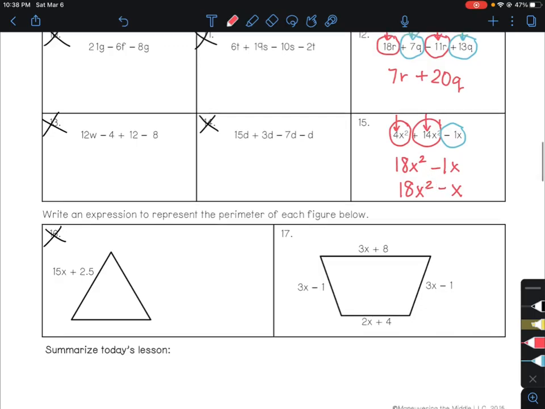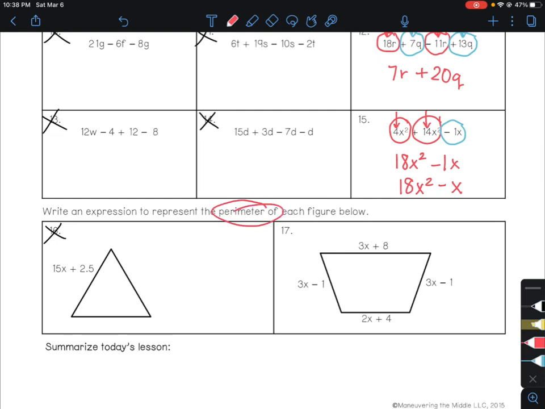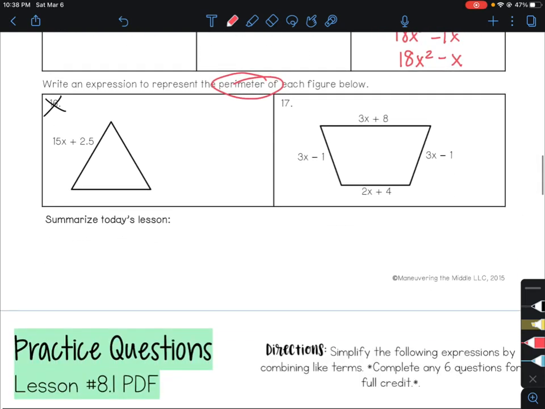All right, last one, number 17. Find the perimeter, or at least represent the perimeter. Perimeter means to add all sides. So 3x minus 1 added to 3x plus 8 added to 3x minus 1 added to 2x plus 4. So that is our expression.